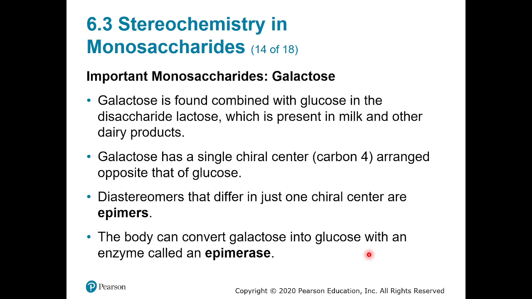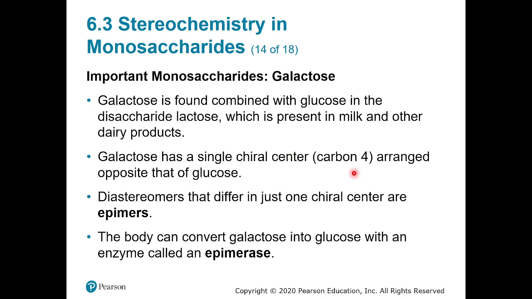All right. So let's talk a bit about galactose. So galactose can be found combined with glucose in the disaccharide lactose. This is going to be present in milk and other dairy products. Most animals are lactose intolerant to some degree. Some humans have built up some degree of lactose tolerance. And that's why we can drink milk, even in adulthood.